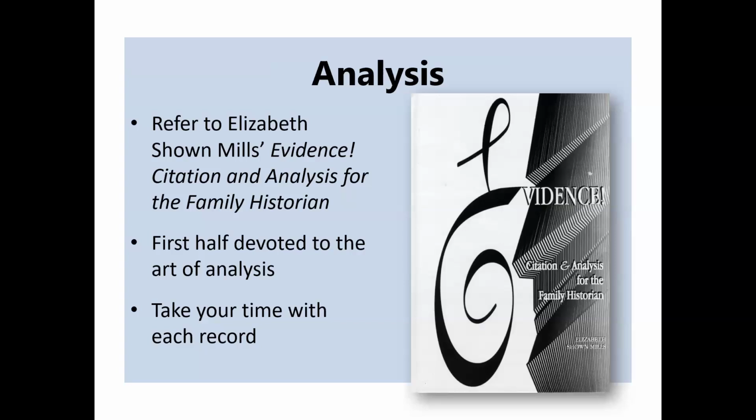Another valuable resource in understanding analysis as it pertains to family historians is this wonderful little, very small, 5 by 8 book, very thin, Elizabeth Shown Mills' Evidence, Citation, and Analysis for the Family Historian. The first half is devoted to the art of analysis. Second half is a lot of very good citation examples. But one of the things you want to take out of that is take your time with each record.